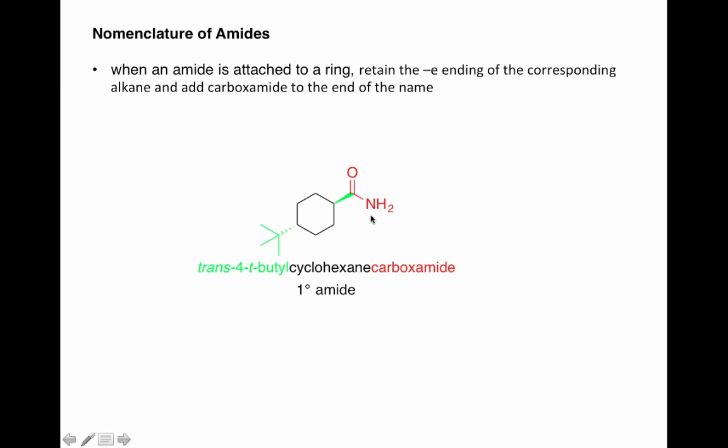Also on this molecule is a tert-butyl group. The amide is higher in priority, and so we start by counting the ring at this position and count toward the tert-butyl group. It occupies position 4. The tert-butyl group is coming out of the opposite side of the amide on the ring, and so the stereochemical designation used is trans. This too is a primary amide because the nitrogen is attached only to 1 carbon.